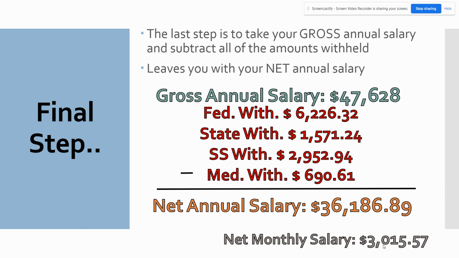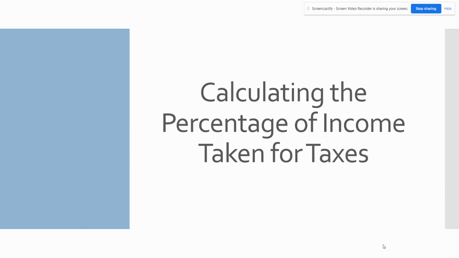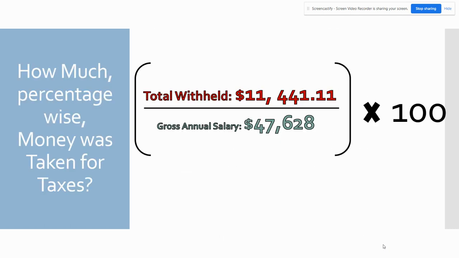Okay. Now, if you are interested in this and you're thinking, okay, we've paid a lot of different tax rates, between all these taxes, what is the total percentage of this person's income that went towards taxes? We have a formula for you. So if you're wondering what percentage of money actually went to taxes, what you do is you take the total withheld divided by the gross annual salary, multiply that by 100, and that will give you that percentage.